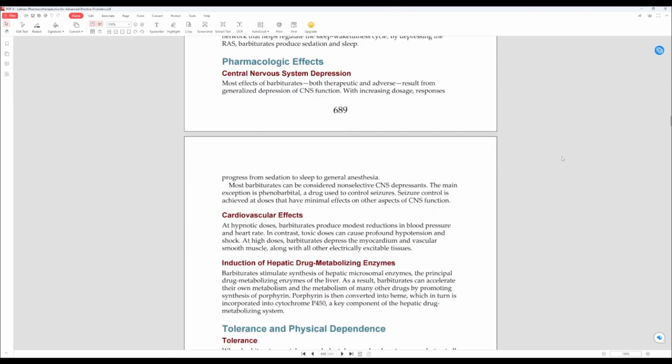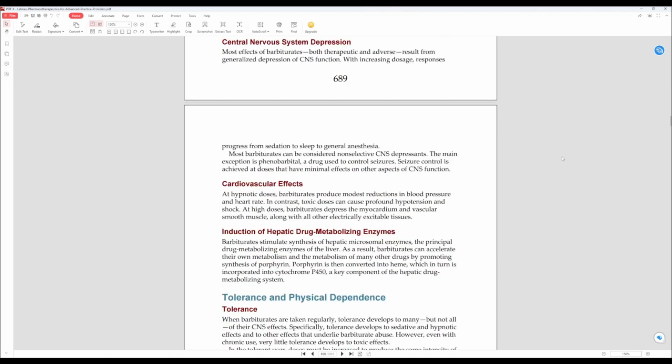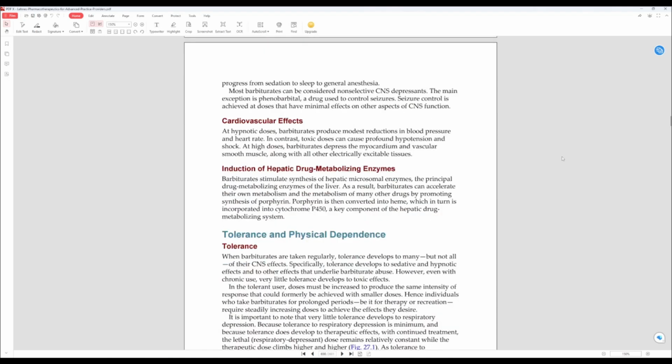Its pharmacologic effects: central nervous system depression. Most effects of barbiturates, both therapeutic and adverse, result from generalized depression of CNS function. With increasing dosage, responses progress from sedation to sleep to general anesthesia. Most barbiturates can be considered non-selective CNS depressants. The main exception is phenobarbital, a drug used to control seizures. Seizure control is achieved at doses that have minimal effects on other aspects of CNS function.